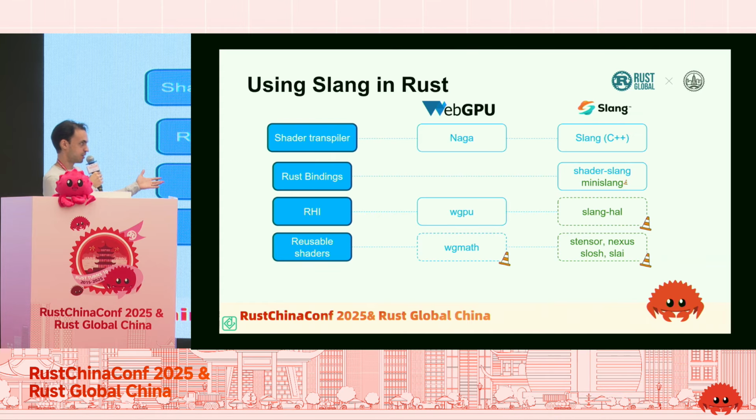Slang is written in C++, so you do need some bindings to call it from Rust. And thankfully, when I started with this work, bindings already existed. So we had the shader-slang library already existed, and it actually works very well. So it does cover everything you need for compilation, and it also supports the reflection API of the Slang compiler.